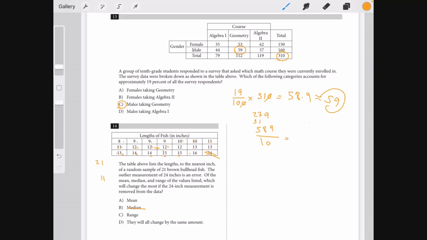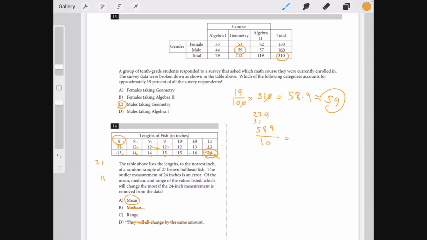So B is definitely not the answer. They will all change by the same amount. Will not be the answer as well. So it's either mean or range. So mean is the average basically. Range of the data will also change a lot, because the range is now from 8 to 24.